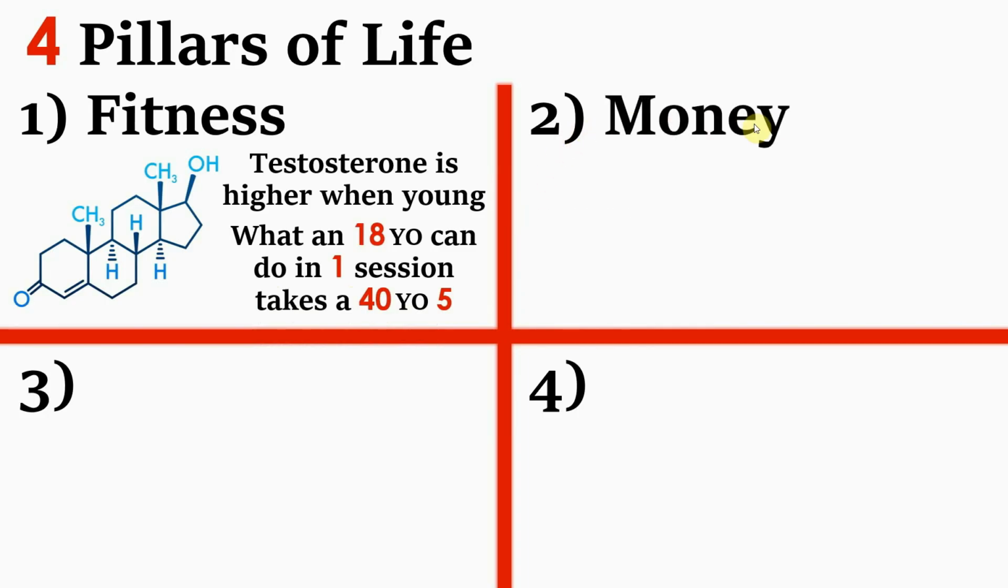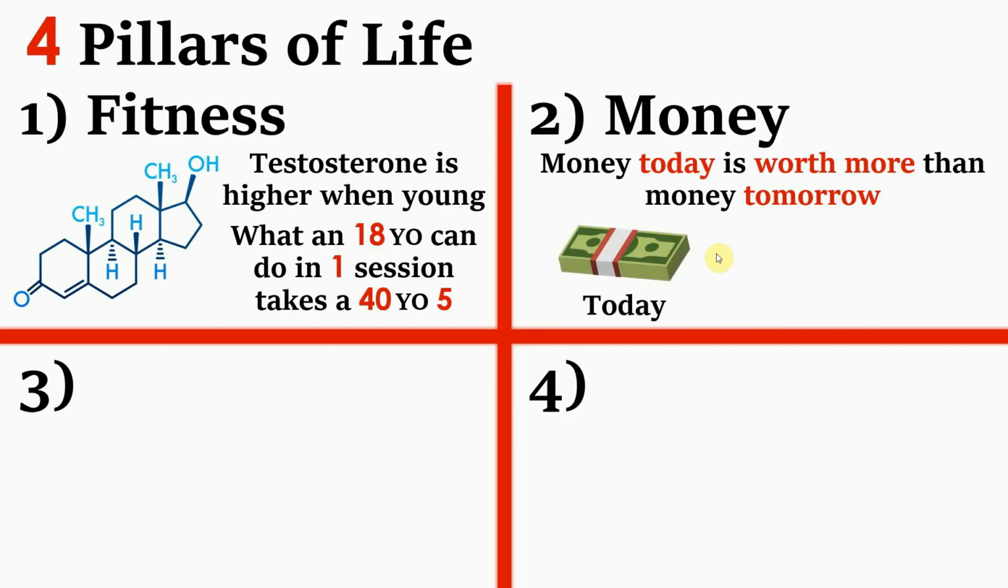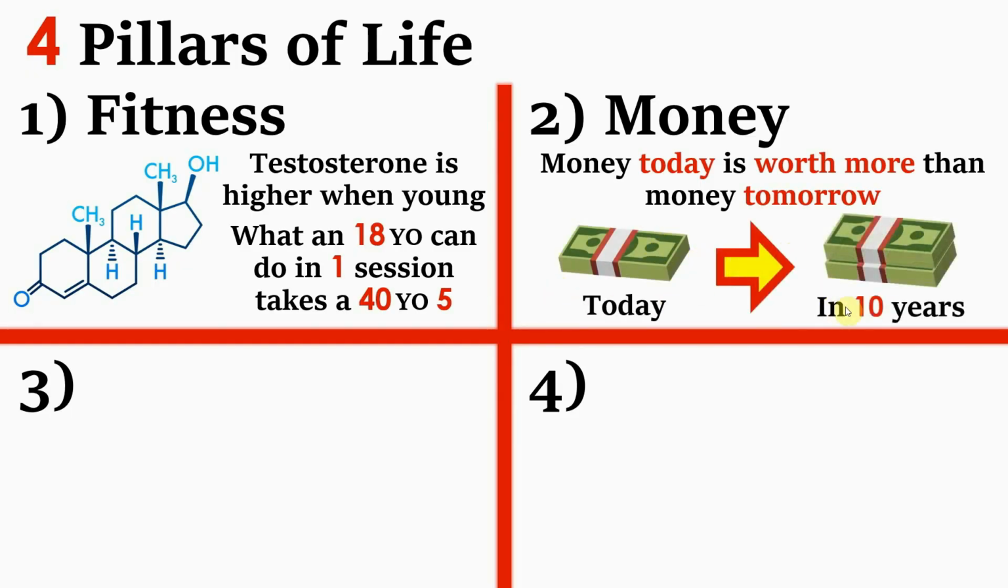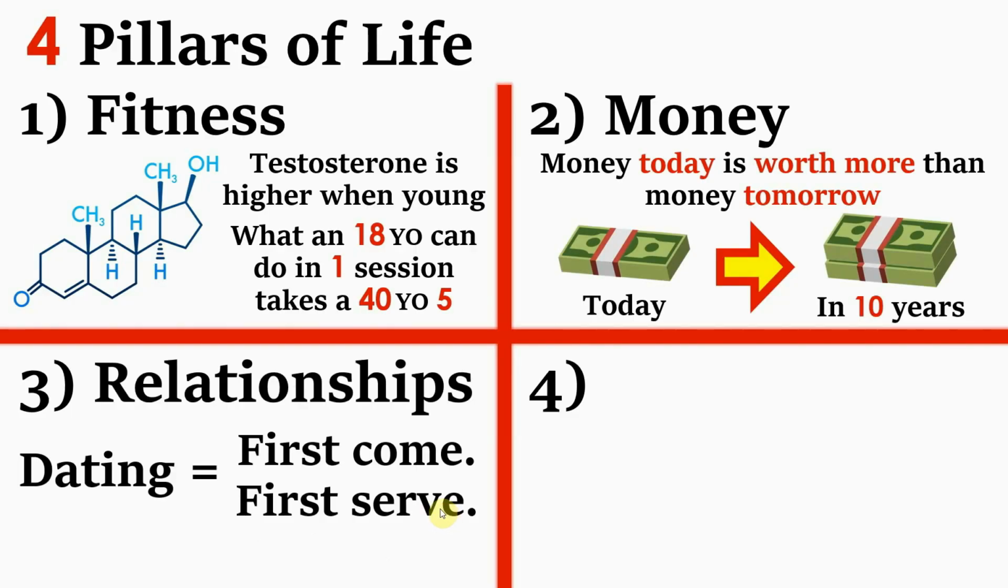2. Money. Money today is worth more than money tomorrow. If you invest in the stock market today, your investment will be twice as valuable in 10 years' time. 3. Relationships. Dating works mostly on a first come, first serve basis. It's better to be at the front of the queue so you'll get the first pick instead of being at the back and being handed the leftovers.